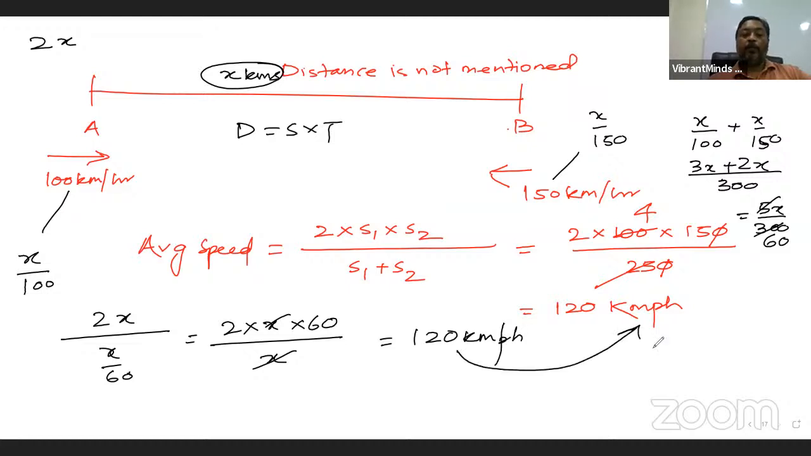You got it over here. Did you get my point? Is it clear, guys? So this was your total time. This was your total distance. Average speed is total distance traveled by total time taken, and you will get your answer over here. Is it clear, people?